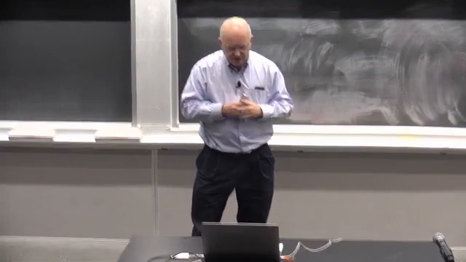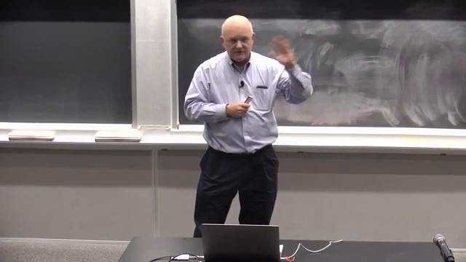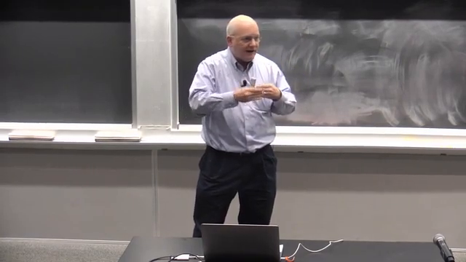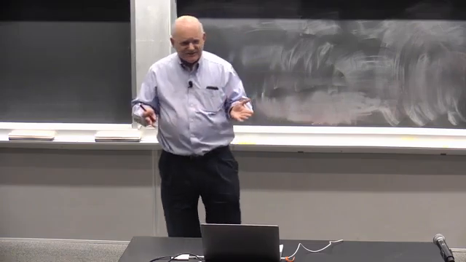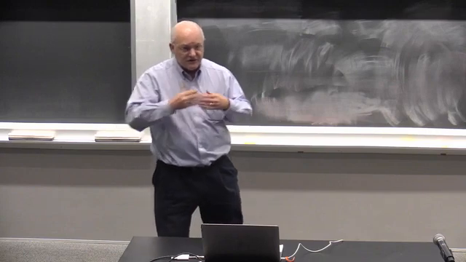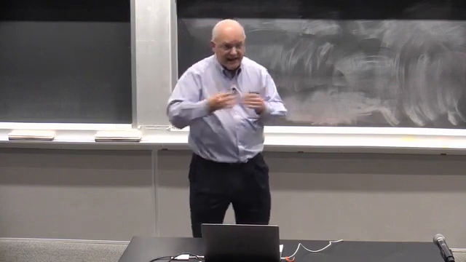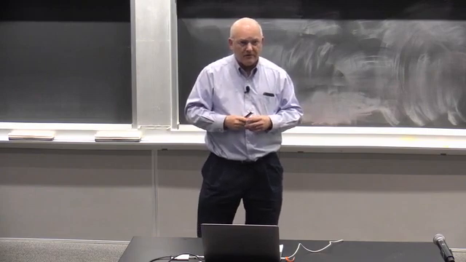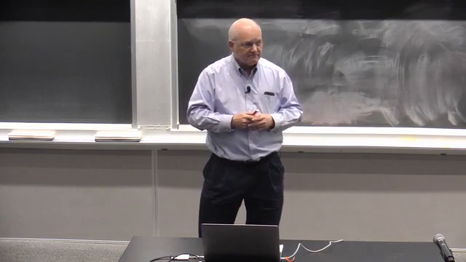And also, as I mentioned, it's a good mechanism for time control. Is that clear? So that's why you bother. It's one of these things that looks like it's redundant. If you're going to search to depth D, why search to depth D minus 1? You're going to do that as part of depth D. Well, no, because you're going to get move ordering information that's going to be really valuable. So when you search to depth D, you've got much better pruning than if you just went straight to depth D and had no information about the move ordering. Does that make sense?